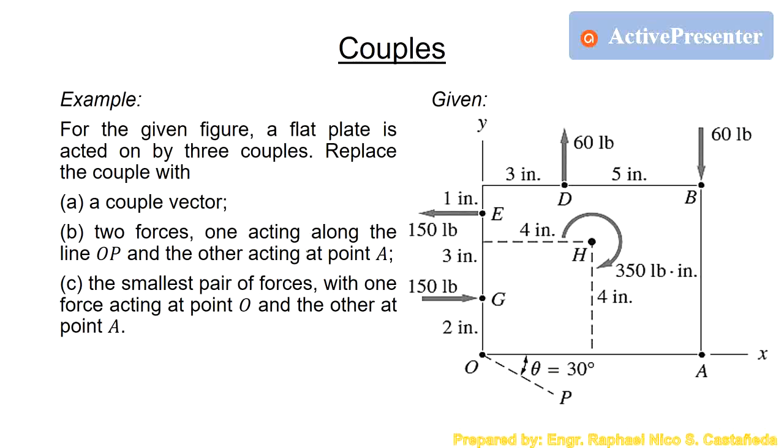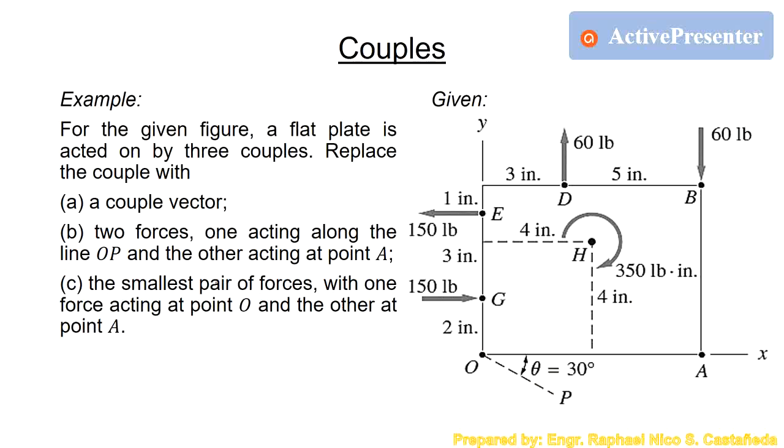Next is letter B: two forces, one acting along the line OP and the other at A. Then letter C: the smallest pair of forces with one force acting at O and the other acting at point A. If you want two forces, one acting along OP, it may be this one. It can also be this one. So that is the question for letter B.